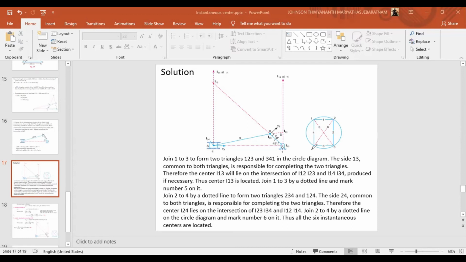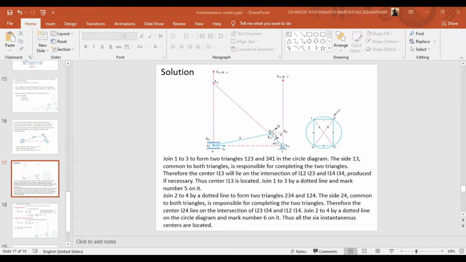So I look for I23. We have to have I23. Okay, I23 is here, then I34, right? I34 is here. So I will produce this line.